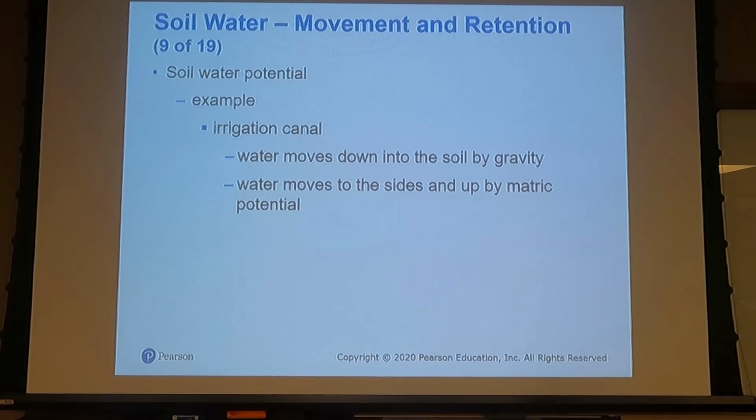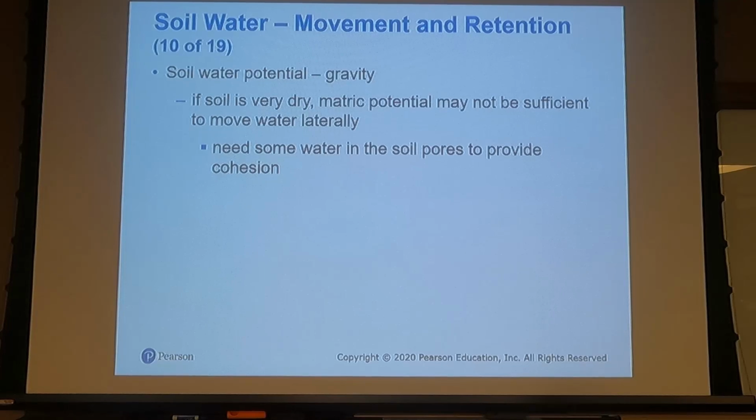So a couple of examples, like if you had an irrigation canal, you would see that some of that water would initially start to move downward, but it would also move laterally into the furrow. One thing that we do run into is that if that soil is very dry, then that matrix potential might not be enough to move that water laterally. And so it might take a little bit more water in order to get some better movement and some coverage of that.